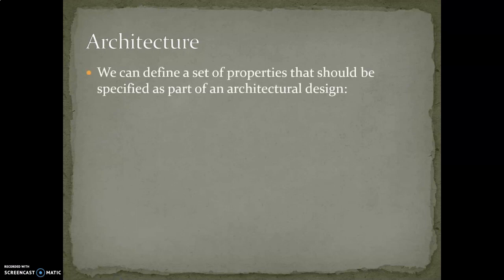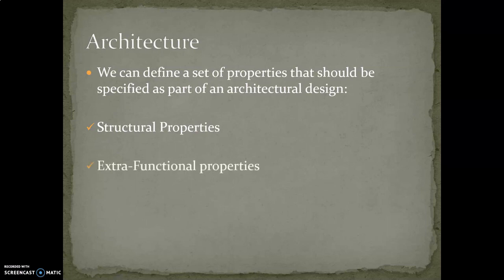So we have some points. We can define a set of properties that should be specified as part of an architectural design. The first property is the structural properties. It defines the components of a system. Components means the modules, objects, filters, etc., whatever we can use to define a component, and the manner in which these components are packaged and interact with one another. All these are specified in the structural properties.